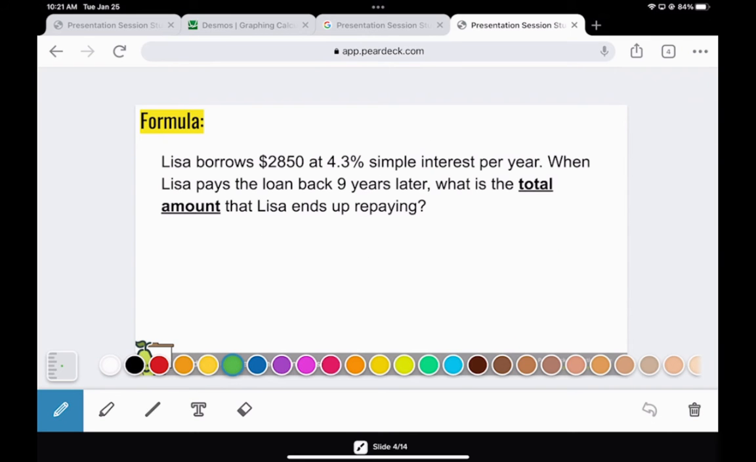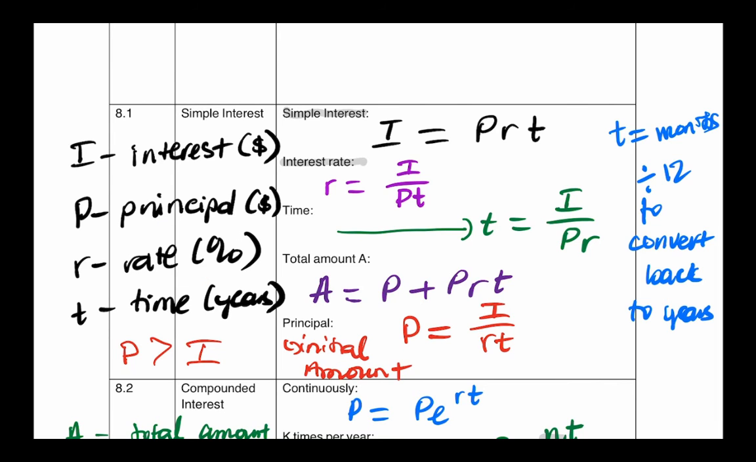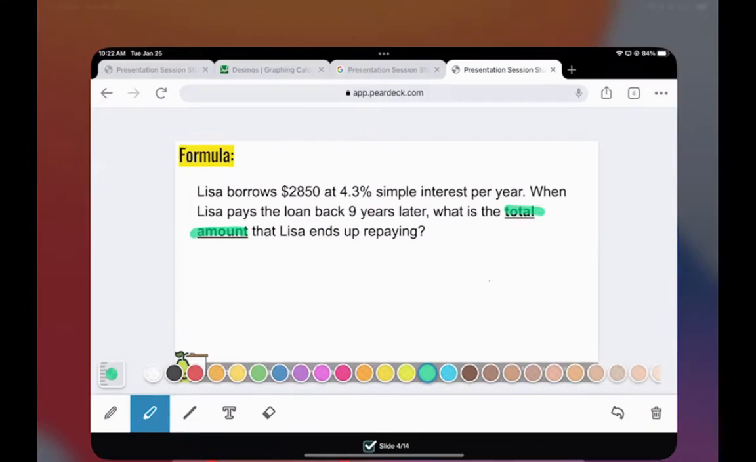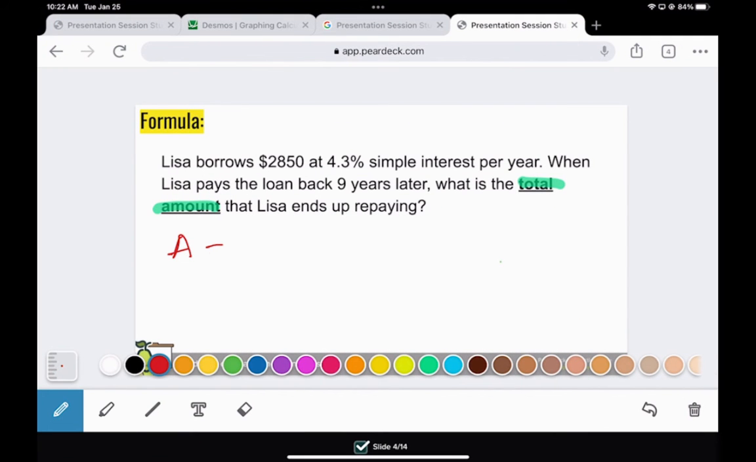Another problem, we need to figure out which formula. So this one says Lisa borrows $2,850 at 4.3% simple interest per year. When Lisa pays the loan back 9 years later, what is the total amount? So here's the key word, total amount, right? Total amount, let's go back to our sheet. Total amount is this one, which is A equals P plus P times R times T. So I know that's the formula that I'm going to use. So here it is, A equals P plus PRT.